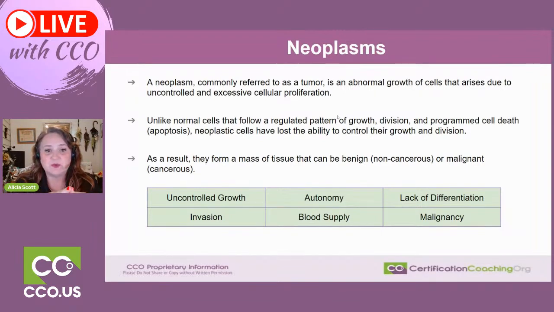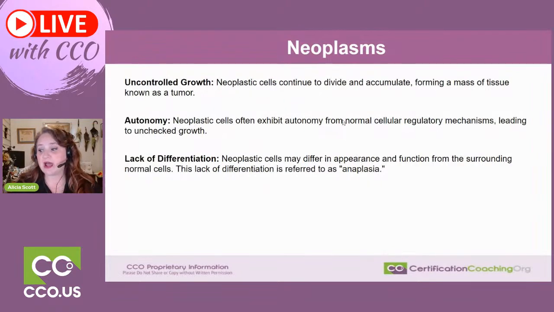Some of the areas that we need to focus on to understand neoplasms again: uncontrolled growth, invasion, autonomy, blood supply, lack of differentiation, and malignancy. I'm going to break these down because, again, some of you are more advanced and maybe not newcomers, but if you are newer to the code set, I want you to understand how neoplasms work. This will also assist you in understanding not only the disease process, but how the table will come together.